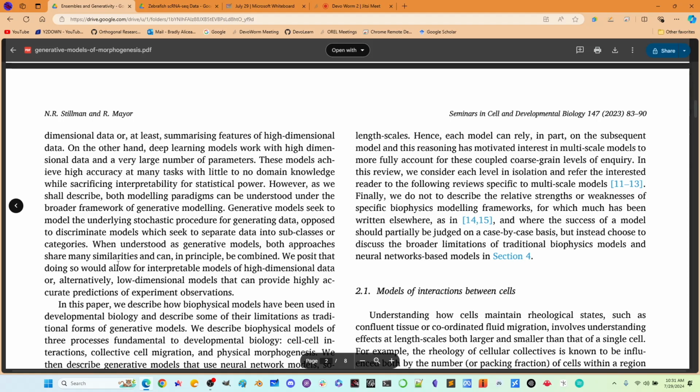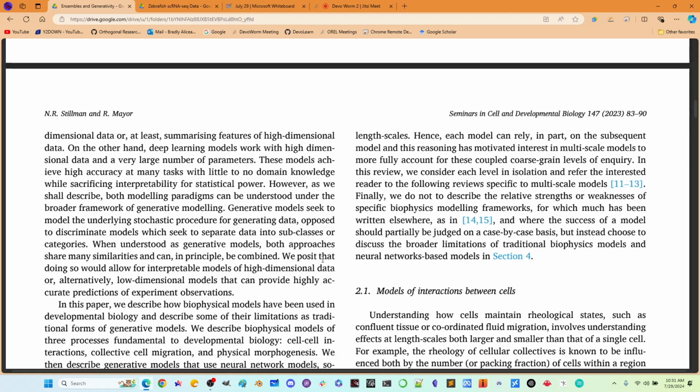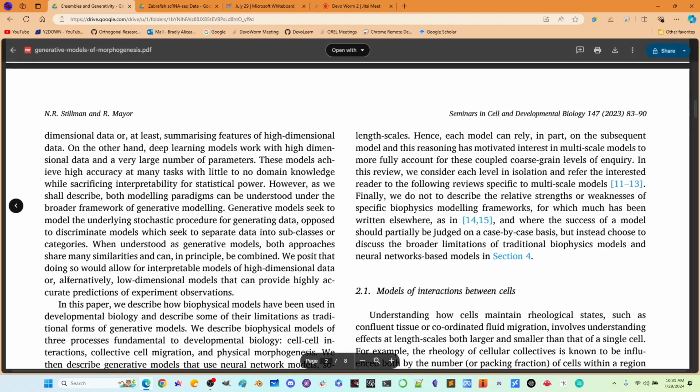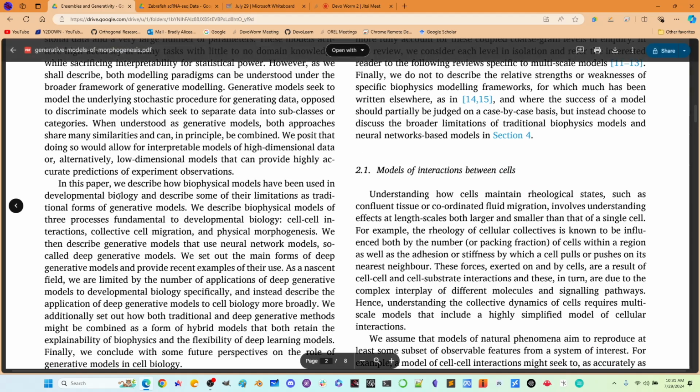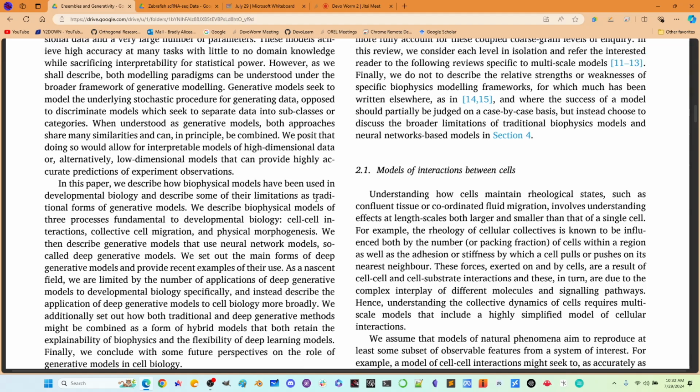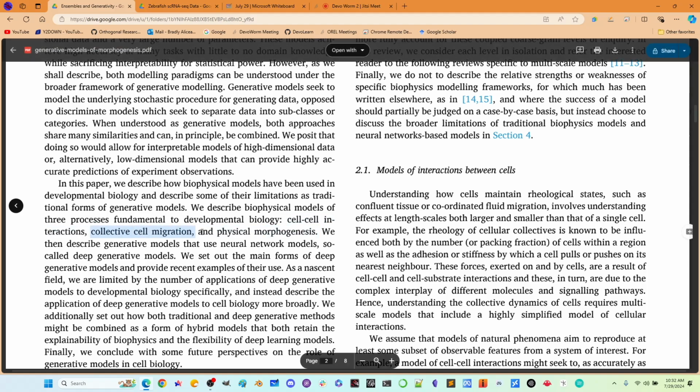When understood as generative models, both approaches share many similarities and can, in principle, be combined. We posit that doing so would allow for interpretable models of high-dimensional data, or ultimately low-dimensional models that provide highly accurate predictions of experimental observation. So in this paper, they describe how biophysical models have been used in developmental biology, and describe some of their limitations as traditional forms of generative models. We describe biophysical models of three processes fundamental to developmental biology: cell-cell interactions, collective cell migration, and physical morphogenesis. We then describe generative models that use neural network models, so-called deep generative models. We set out the main forms of deep generative models and provide recent examples of their use. As a nascent field, we are limited by the number of applications of deep generative models to developmental biology specifically.